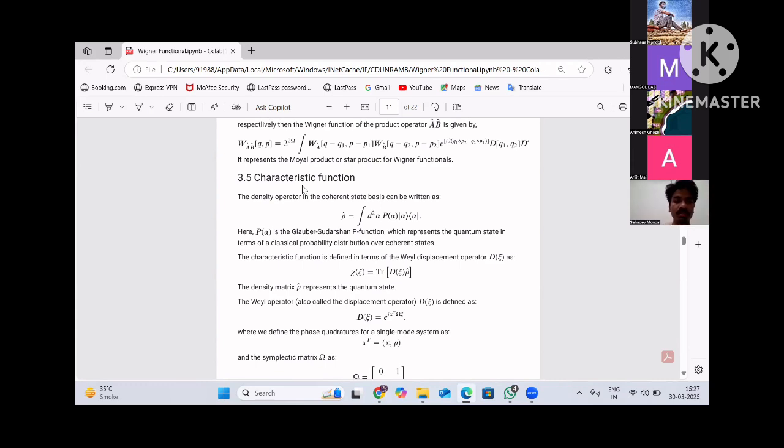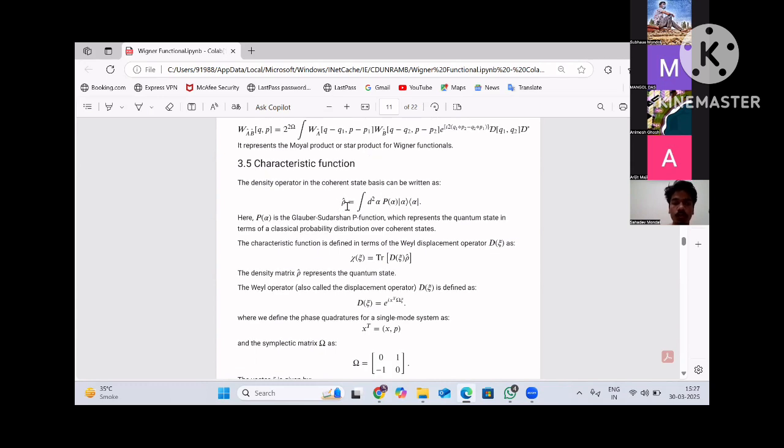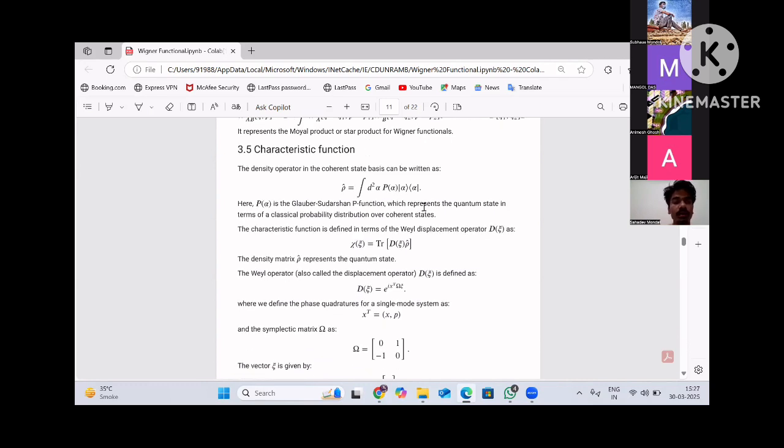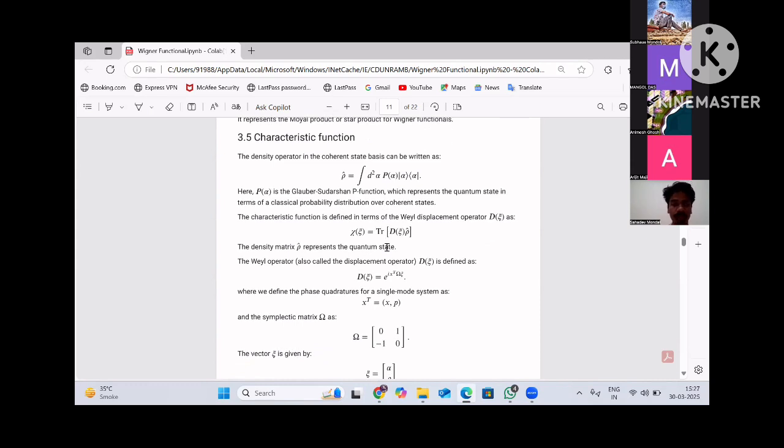The density operator in the coherent basis can be written as this. Rho cap is the integration of d square alpha P(alpha) times the projector onto alpha. Here P(alpha) is the Glauber-Sudarshan P function, which represents the quantum state as a classical probability distribution over the coherent states.